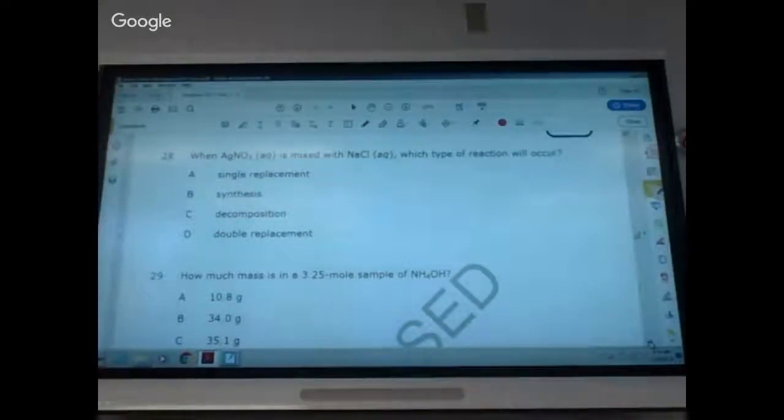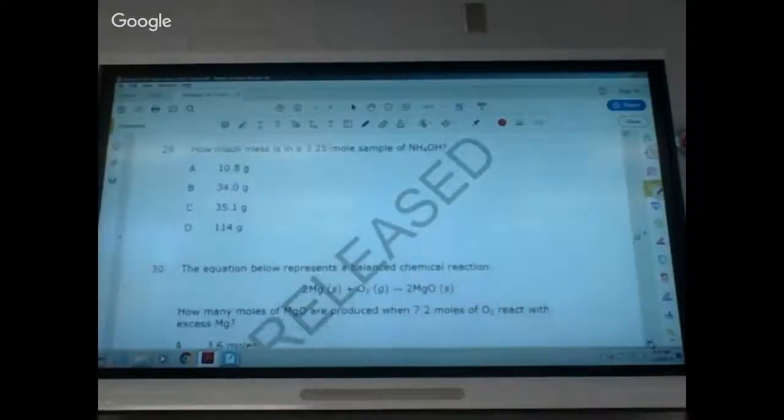Number 28. What type of reaction would that make? Very good. It's two compounds. So double displacement is two compounds. Single displacement is an element and a compound. One element plus one compound. It has to have a compound, yes. And if it's just elements, it's synthesis. Yes. Okay.